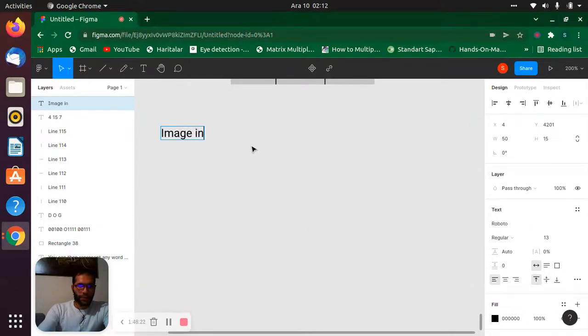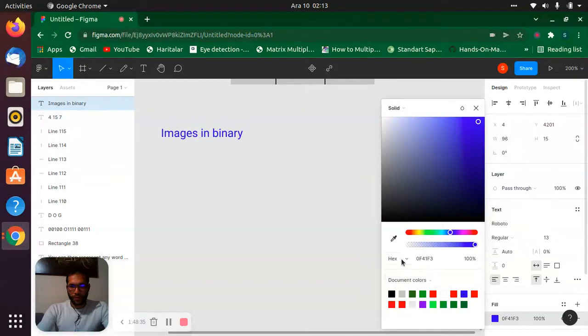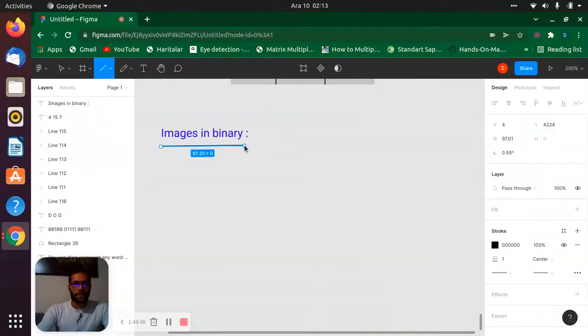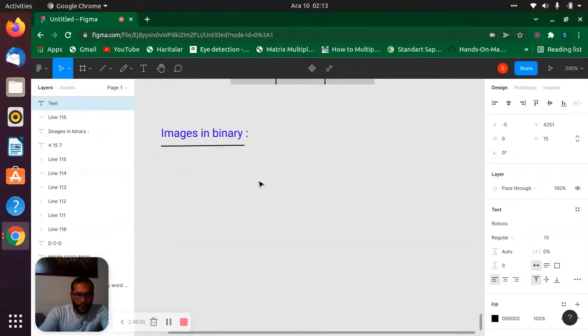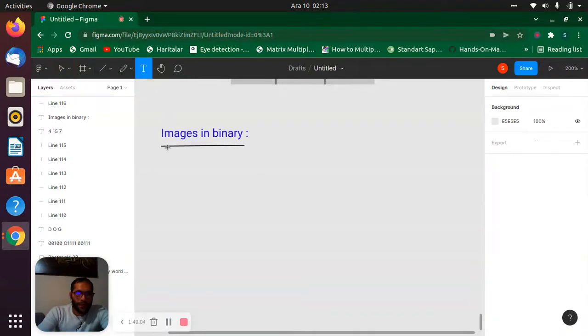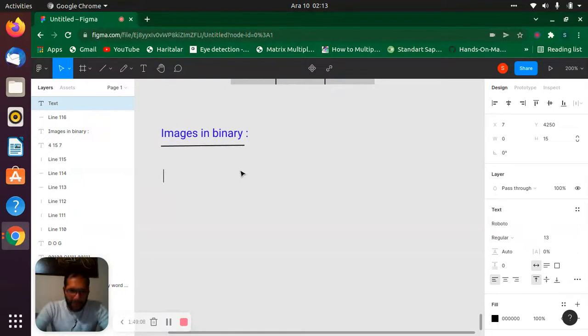Images in binary, and it can be blue. Yes, I think this blue. Yeah, it can be like that, and we can put here some line. I think it's good. Now we will write something here, and I think it will be good here. Maybe. I can't decide everything at the same time. My brain stopped.